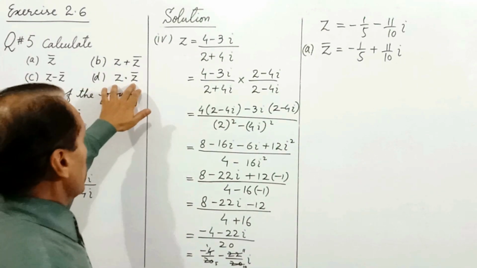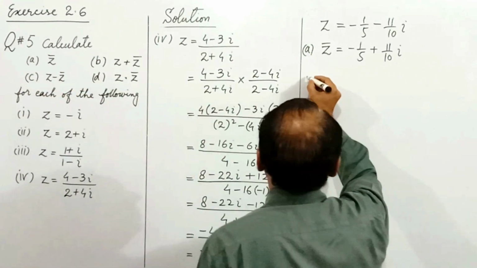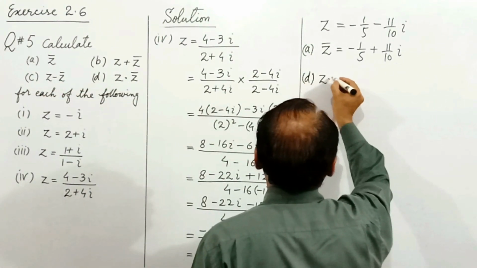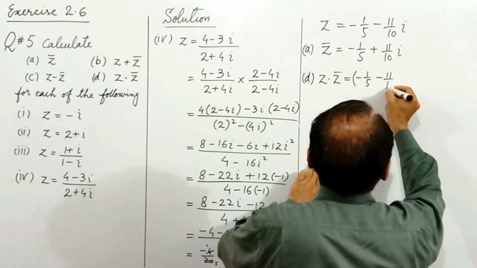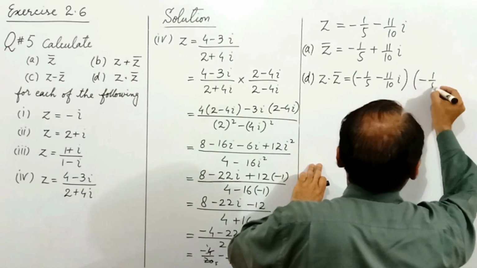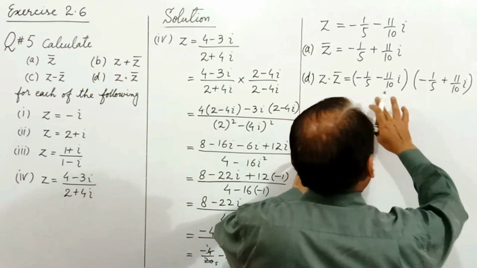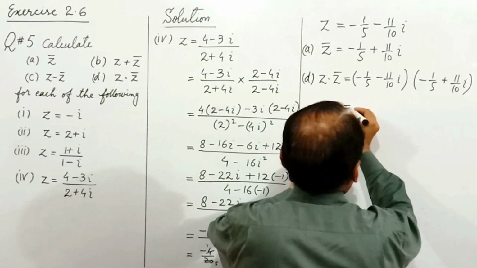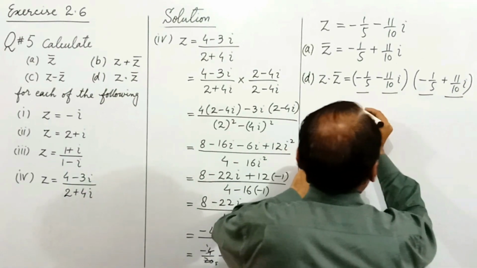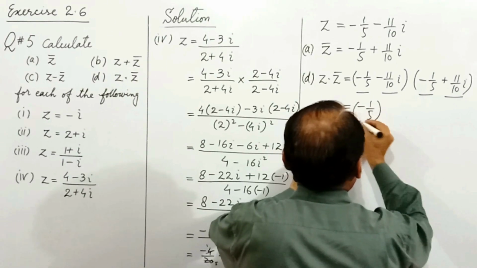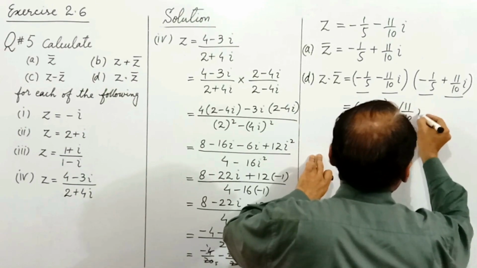Let's do part D, in which we are required to find out the product of the complex numbers, Z dot Z bar. We put the values: minus 1 over 5 minus 11 over 10 iota multiplied by minus 1 over 5 plus 11 over 10 iota. Rather than using the simple method of multiplication, we apply a formula, and that formula is A plus B into A minus B is equal to A square minus B square.